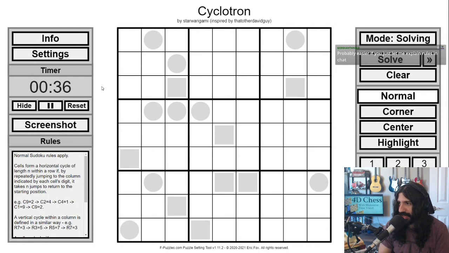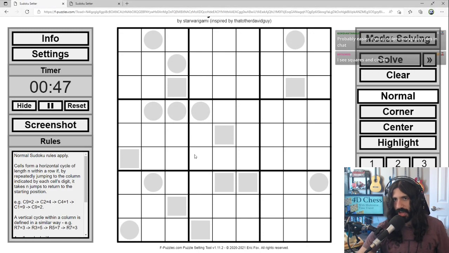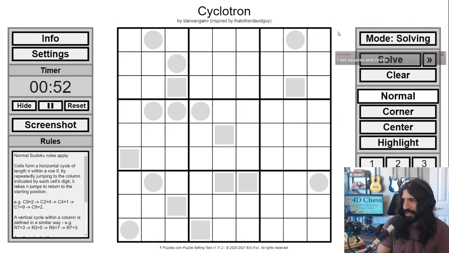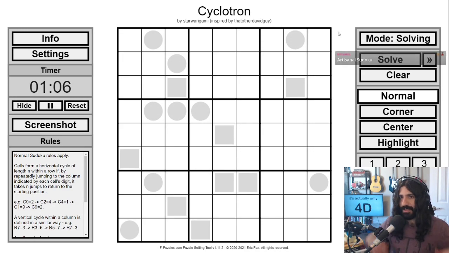Okay, here we are. We are doing a custom, bespoke, original Sudoku-like puzzle that was crafted by Starwarigami in conjunction with That Other David Guy, who's of course a viewer of the stream, who's submitted a challenge like this to us before, very similar. This is an entirely original constraint that was invented by That Other David Guy, aka Gordian Tangle, and Starwarigami worked with him to make that idea into a full puzzle.